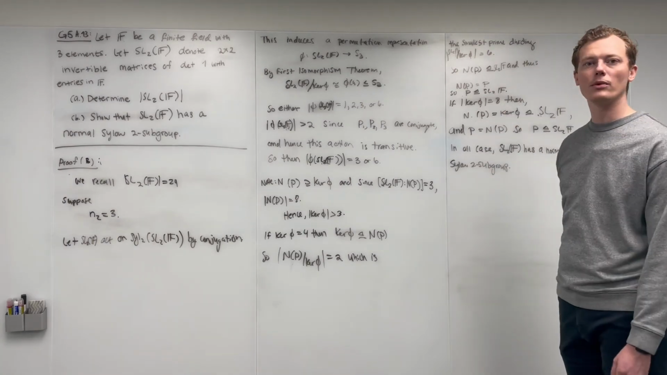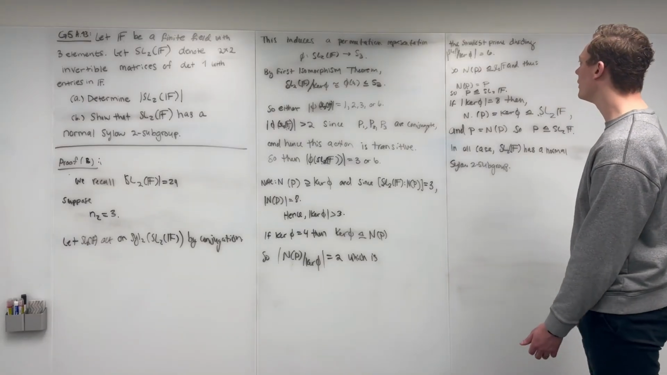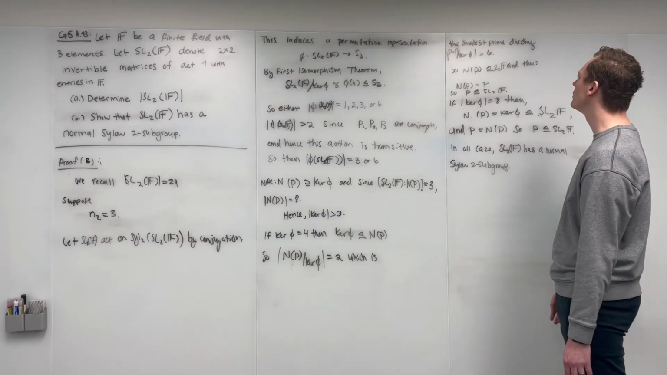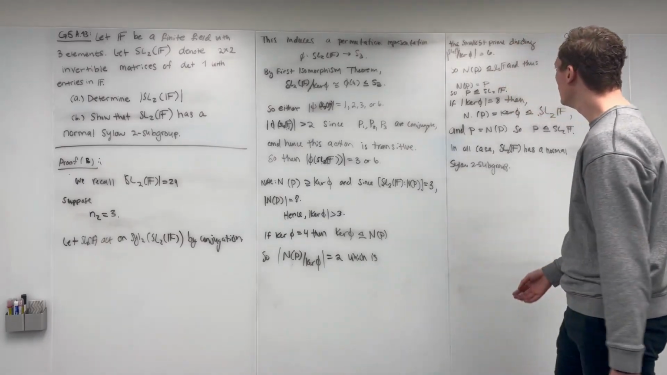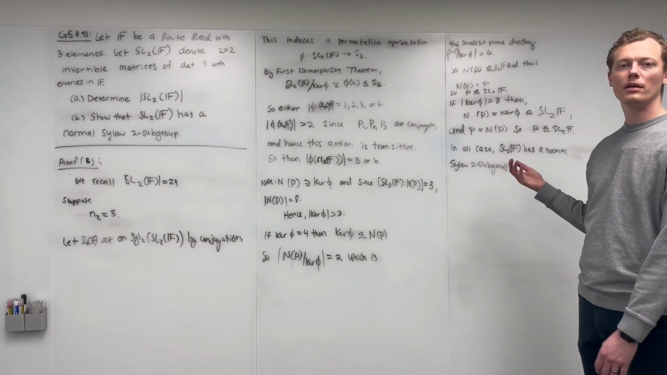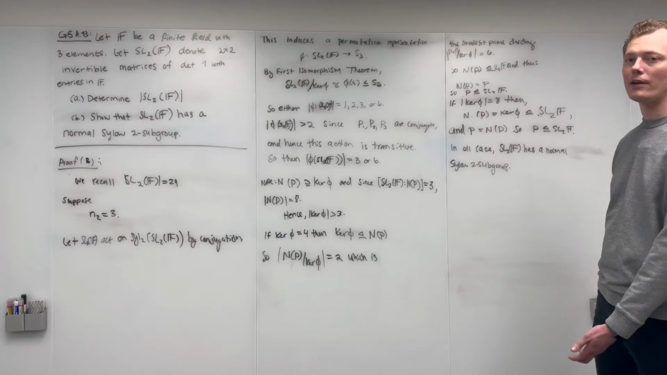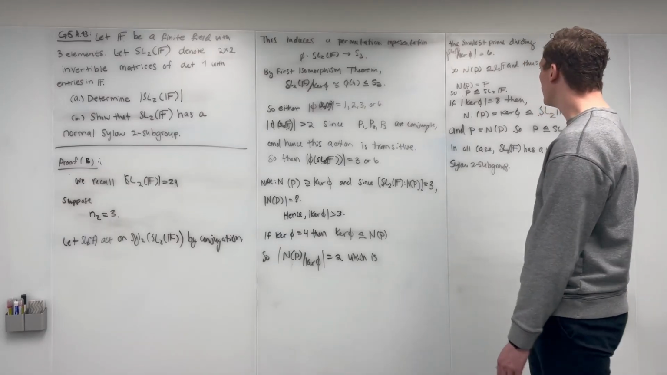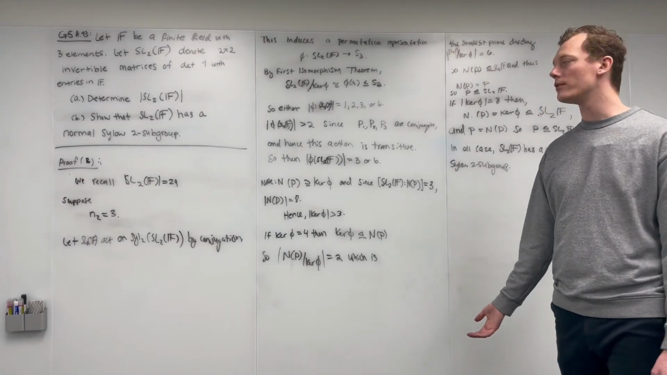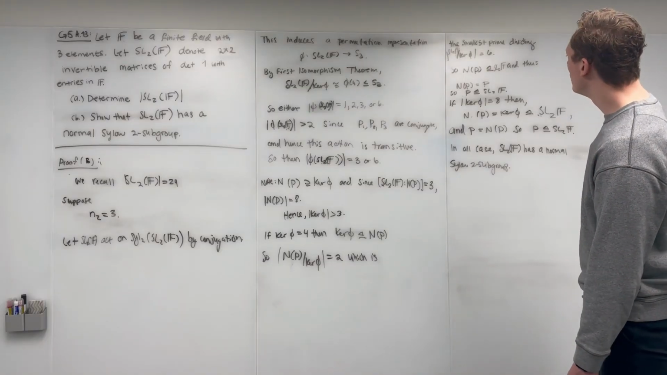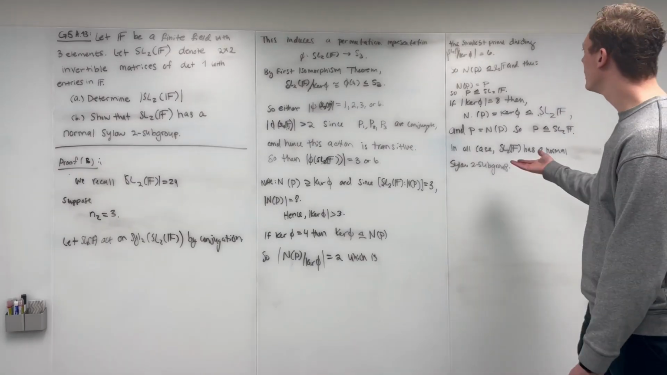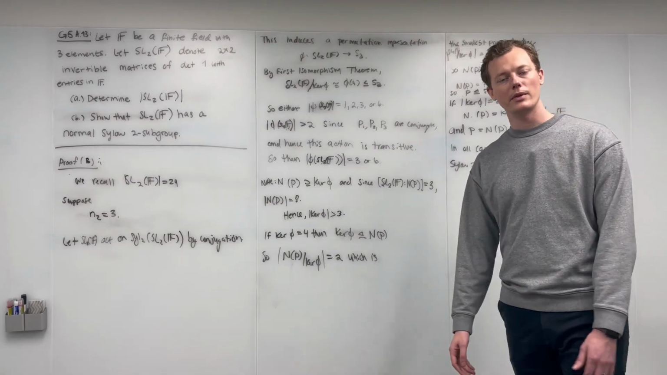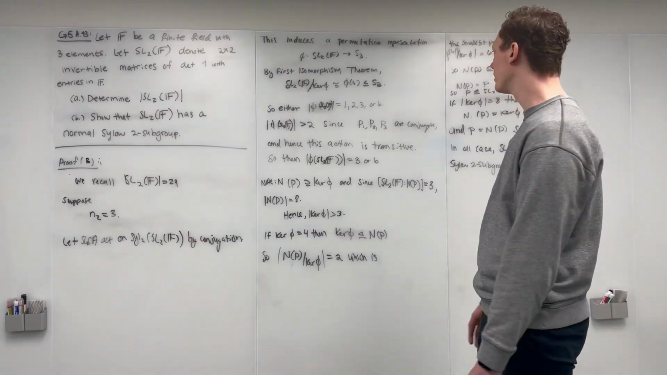So this means that the normalizer of P is normal in SL2F by the correspondence isomorphism theorem. And this forces the normalizer of P to be equal to P for every P. So P is a normal subgroup of SL2F, which means that, because P is a Sylow 2 subgroup, SL2F has a normal Sylow 2 subgroup.